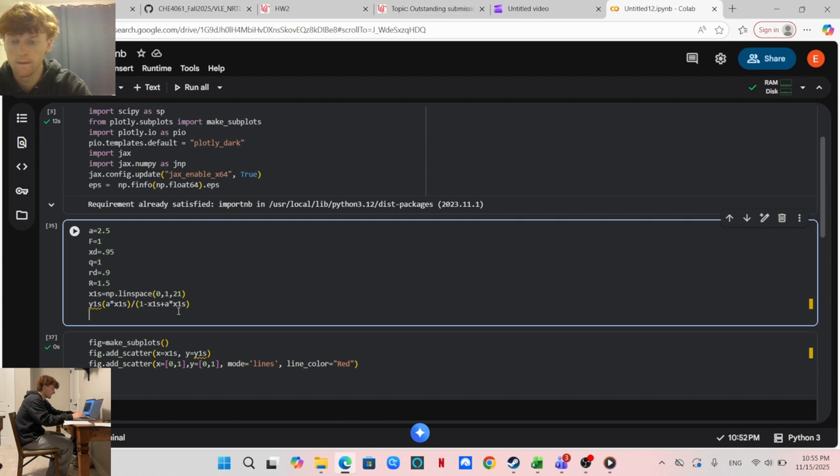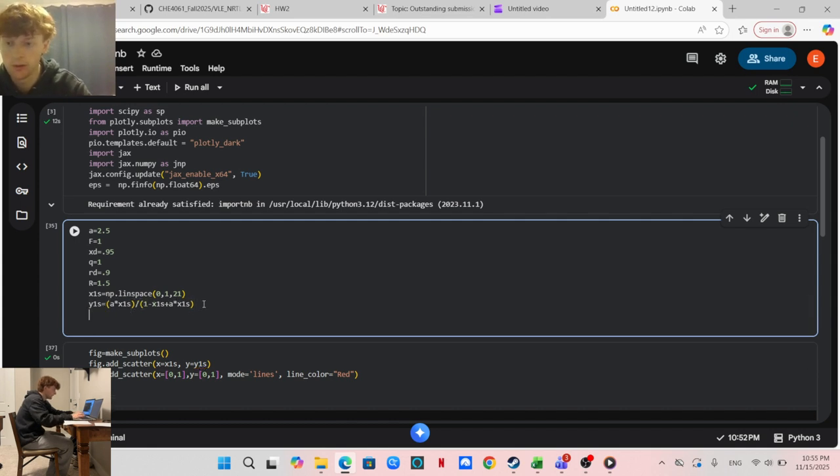Okay, equal sign there. Okay, so that's our y1s. Now we can move on back down to our unknowns that we solved for before.